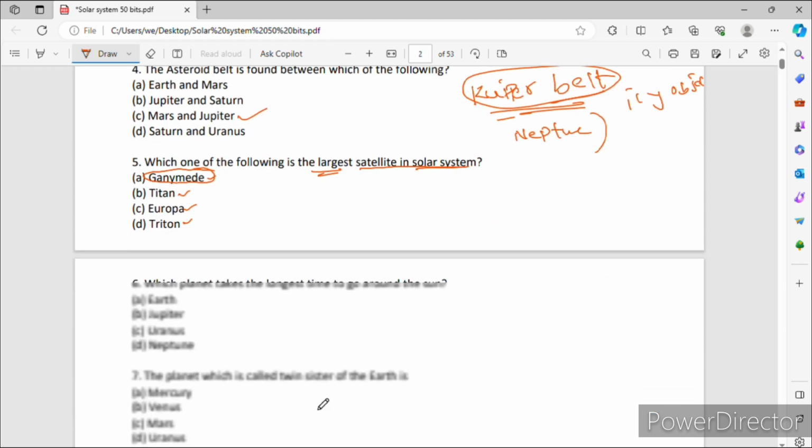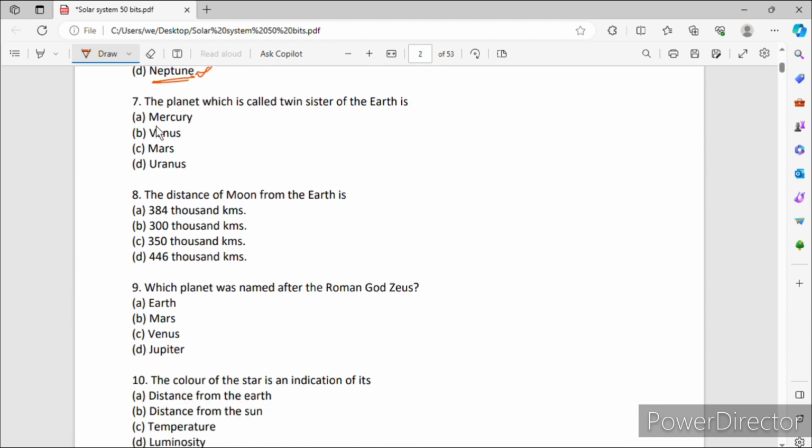Okay. If you see the next question, the planet which is called twin sister of the Earth. So which planet is the twin sister of Earth? Simply it is Venus, because Venus has its size, density and chemical composition almost similar to the Earth. That is why Venus is called the twin sister of the Earth.